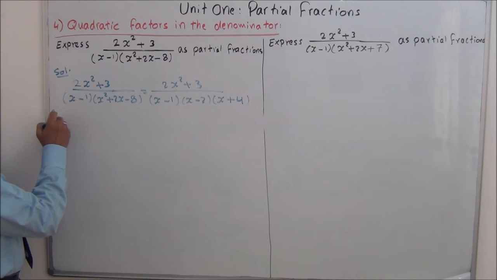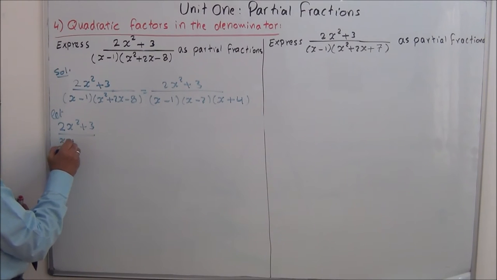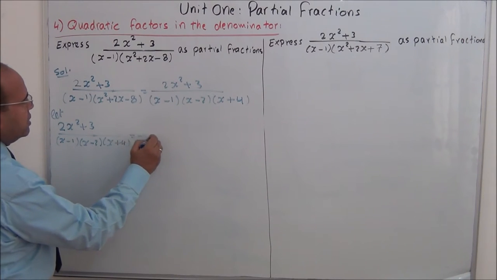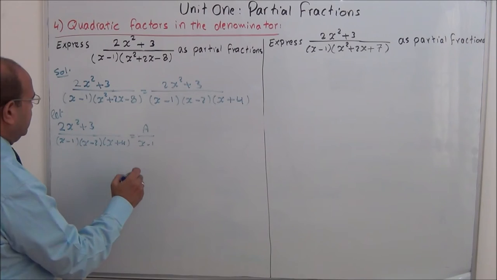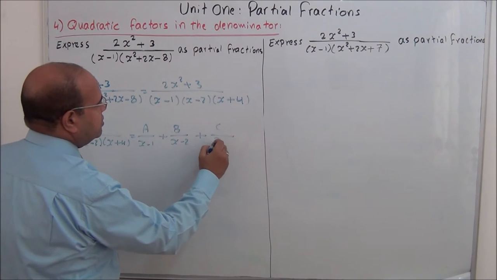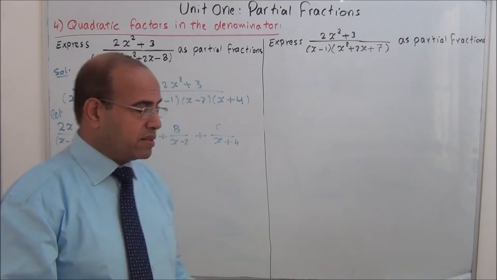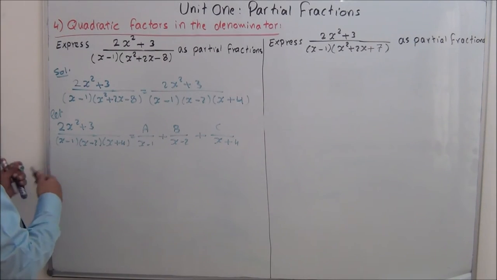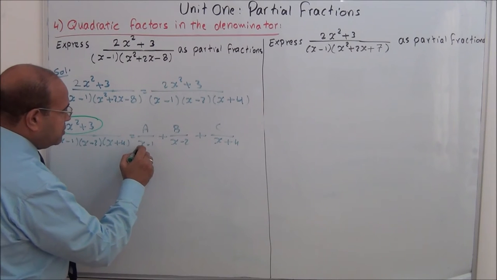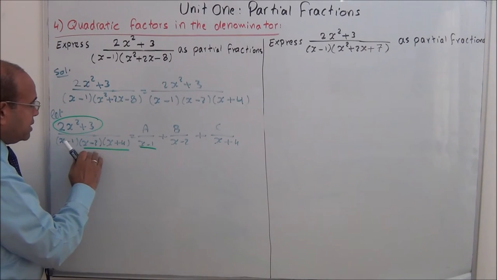Let (2x squared plus 3) over (x minus 1)(x minus 2)(x plus 4) equal a over x minus 1, plus b over x minus 2, plus c over x plus 4. First, we write the identity. We take the numerator 2x squared plus 3 and compare the denominators. x minus 1 already exists, so we take the other two brackets beside a. It means multiply up and down by (x minus 2)(x plus 4).